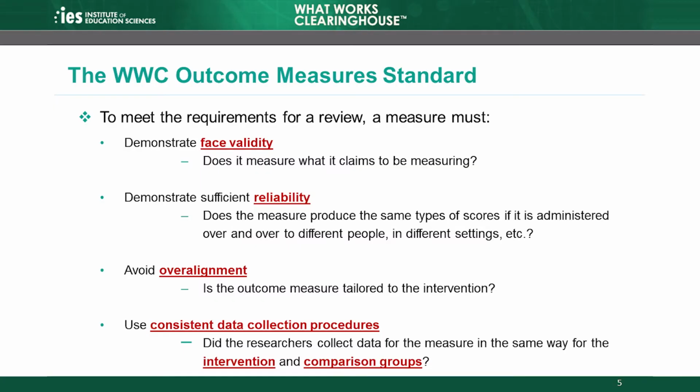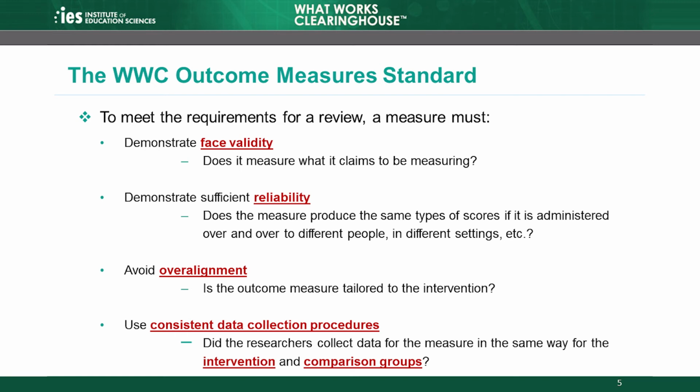Let's start with an overview of the outcome measure requirements, which we will discuss in more detail throughout the module. First, the outcome measure must have face validity. That is, it must measure what it claims to be measuring. Second, the measure must have sufficient reliability. That is, it must produce the same types of scores if it is administered over and over to different people in different settings, and so on.